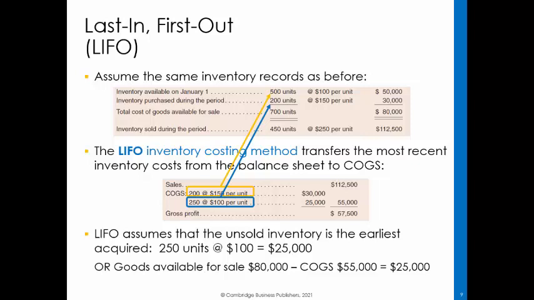The ending inventory would consist of 250 units at $100 from the beginning inventory, or $25,000. Alternatively, you could subtract the cost of goods sold of $55,000 from the $80,000 goods available for sale to arrive at the same $25,000 for ending inventory.